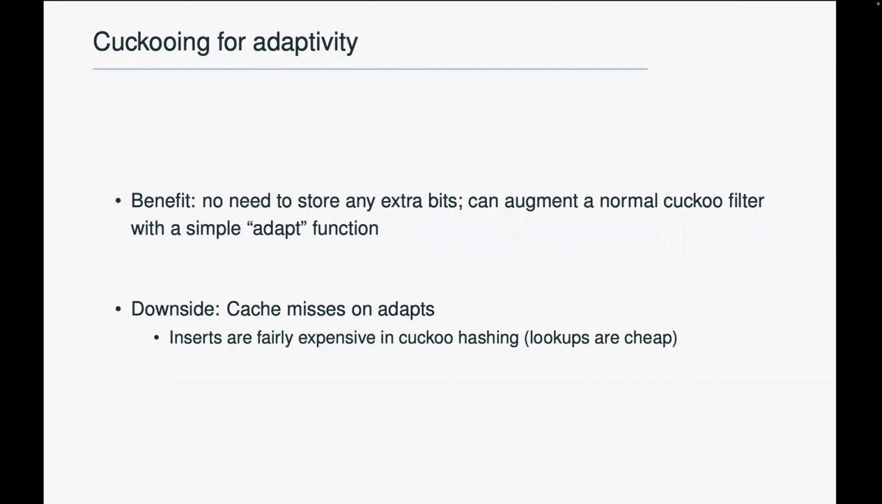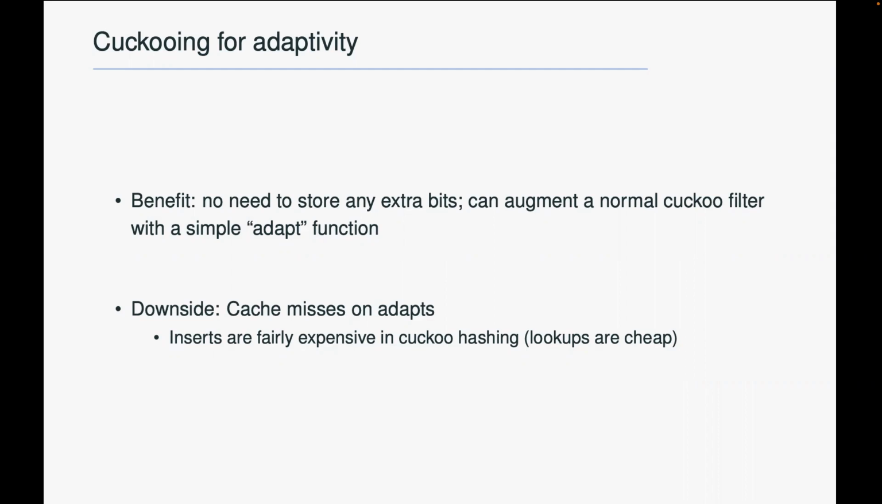The benefit of moving things around is that you don't need to store any extra bits. And it's also very easy to implement because when you get a false positive, you just call this cuckoo things around function, which you probably already have from your insert function. The downside of this, and probably the reason why they didn't do this in the first paper, is that you have a lot of cache misses on adapts. Inserts are really expensive in cuckoo hashing because you have to jump all over your table, and each time you're likely to get a new cache miss. So every time I have a false positive, I'm getting insert cost, which in terms of real world wall clock time is generally going to be more expensive than just updating the fingerprint function locally.